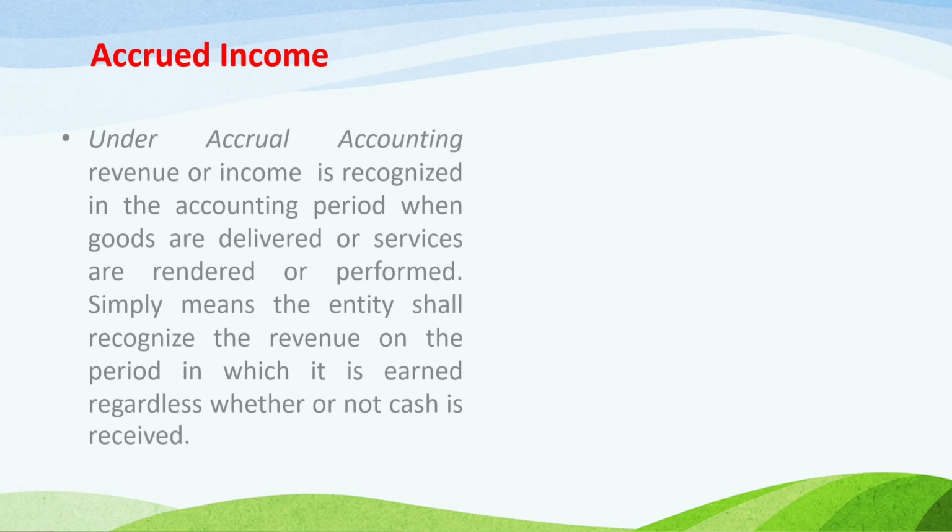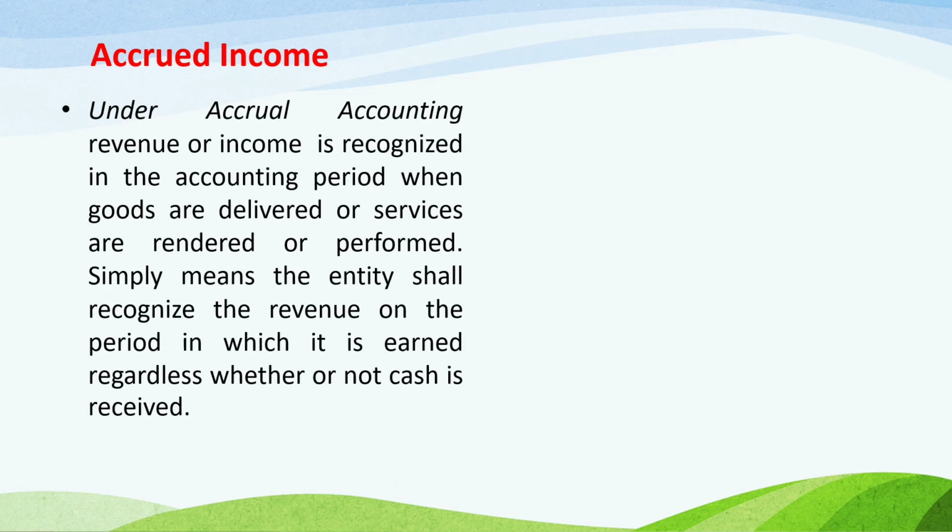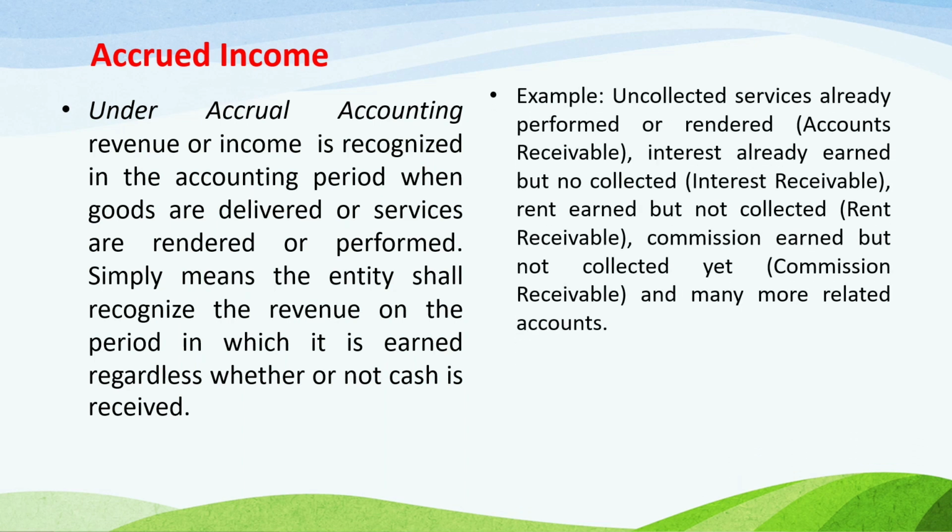Accrued income. Under accrual accounting, revenue or income is recognized in the accounting period when goods are delivered or services rendered or performed. It simply means the entity shall recognize the revenue in the period in which it is earned, regardless of whether or not cash is received. Examples: uncollected services already performed, accounts receivable; interest already earned but not collected, interest receivable; rent earned but not collected, rent receivable; commission earned but not collected, commission receivable, and many other related accounts.